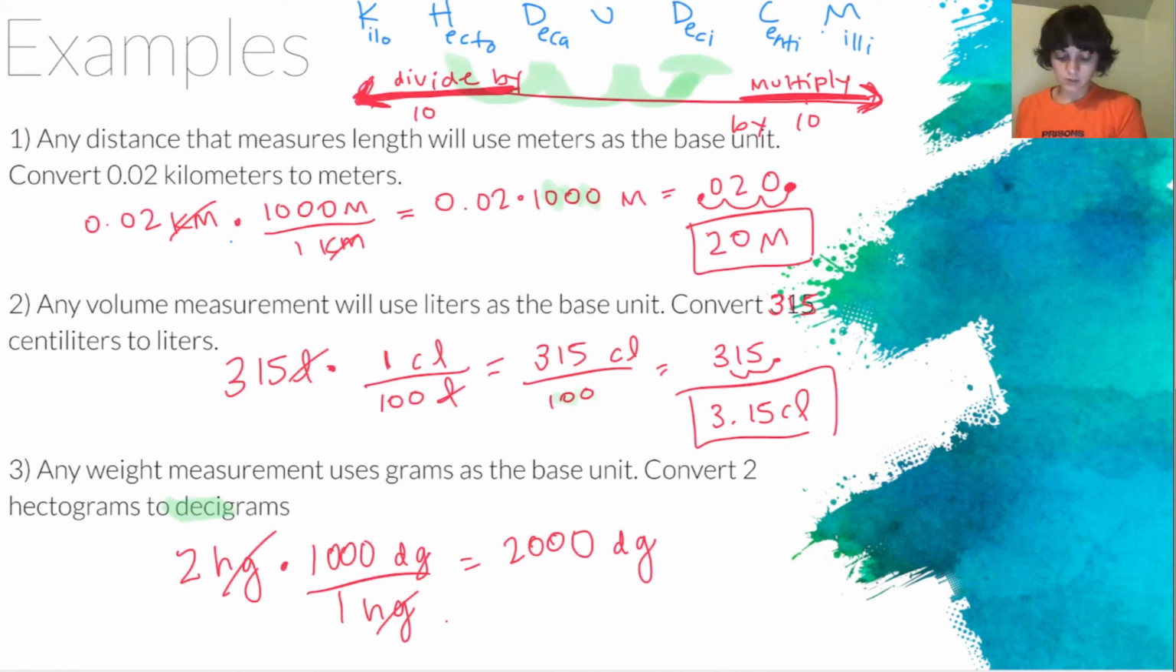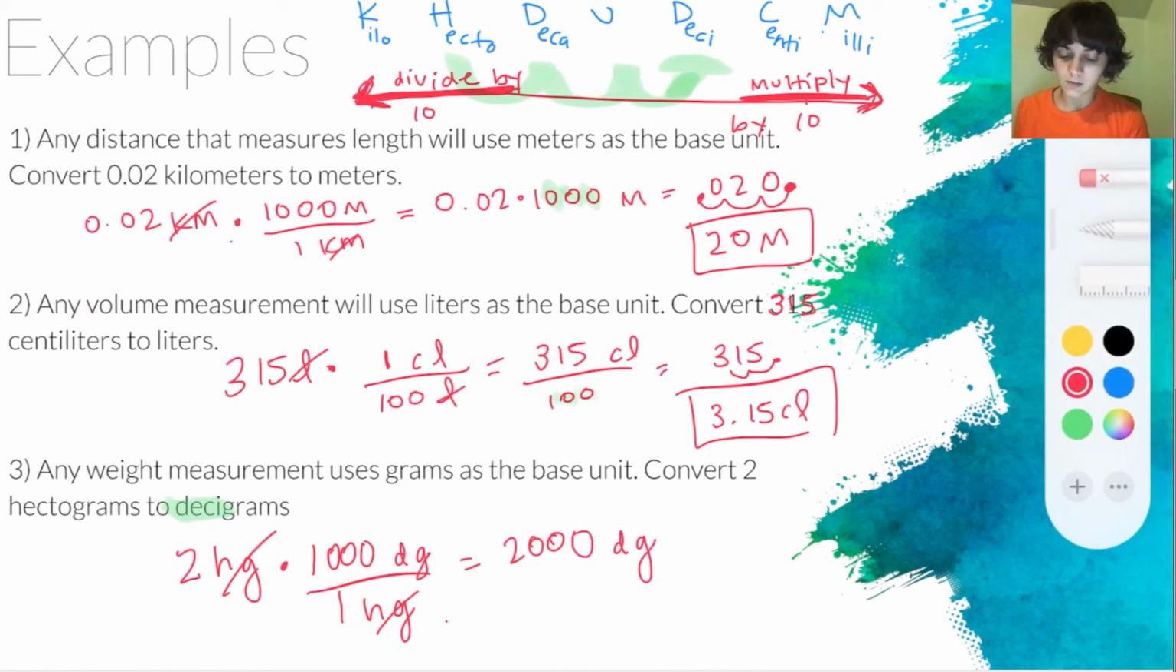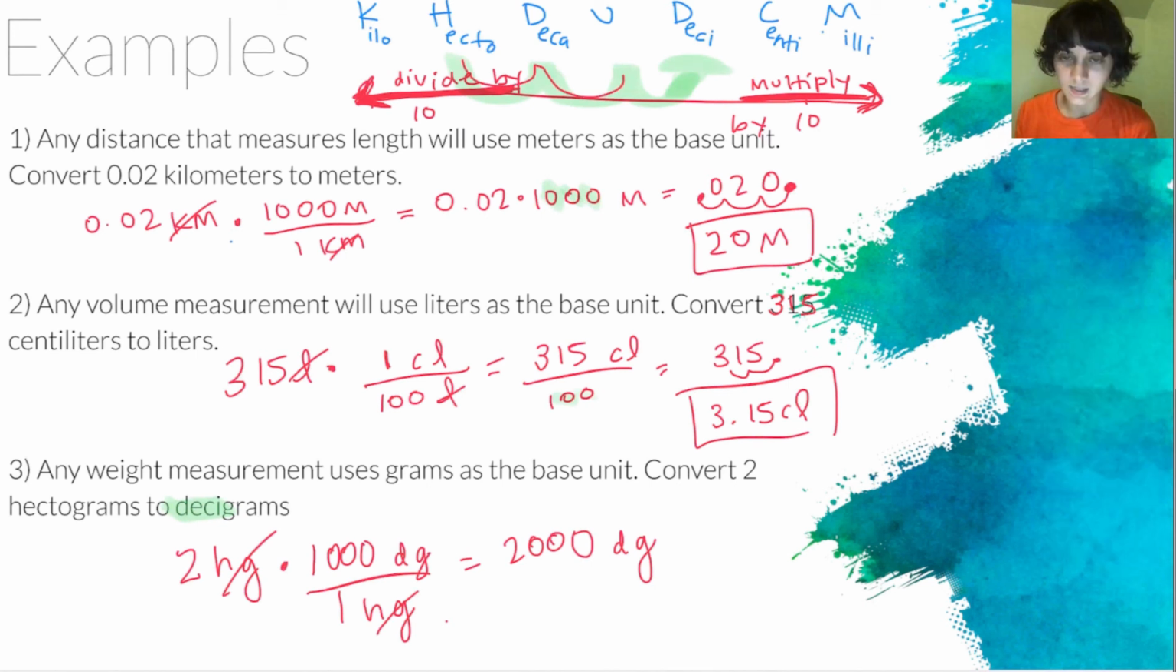So again, I showed you the whole process, but I do want you to be able to look at this and see, okay, hectograms, 1, 2, 3 to decigrams, and that decimal place was right here for 2. It moved over 1, 2, 3 decimal places. Okay, that's a little shortcut for you. I'm showing you all the work, but if you understand the shortcut, you can use the shortcut.